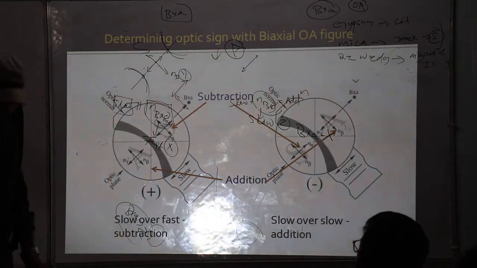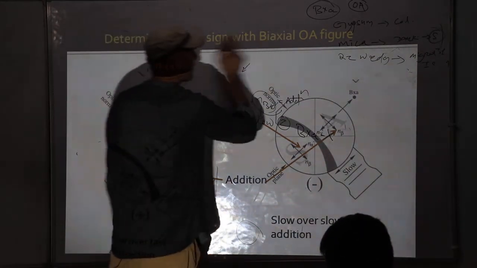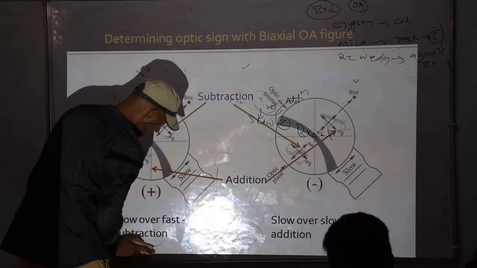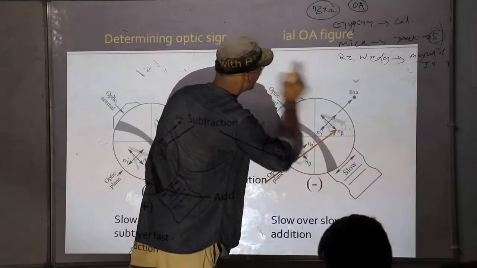Now talking about the optic axis figure. In the previous case we have discussed the BXA figure. Now it is for the optic axis figure.